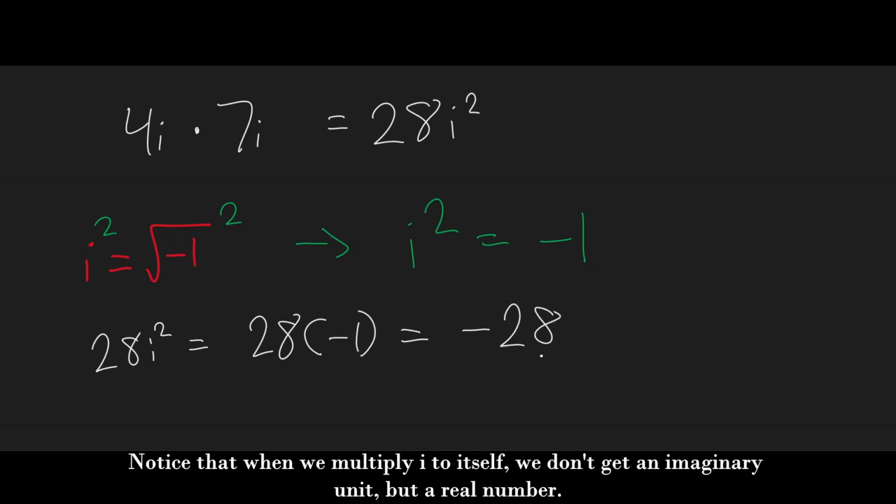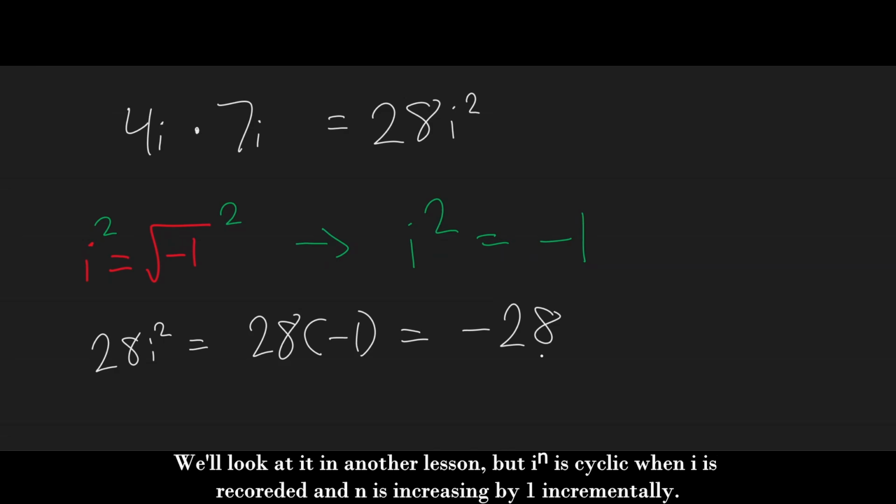Notice that when we multiply i to itself, we don't get an imaginary unit, but a real number. We'll look at it in another lesson, but i to the n power is cyclic when n is increasing by 1 incrementally.